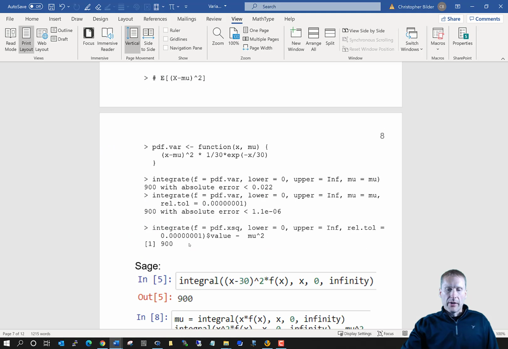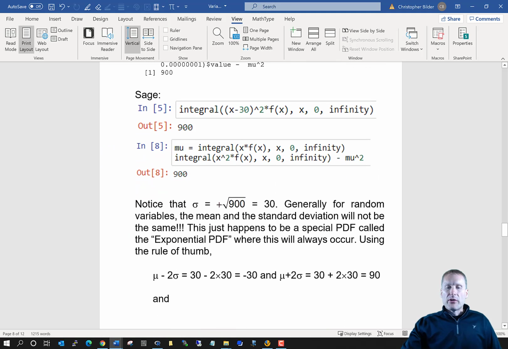Let me get back into my notes. If I were to do this in Sage, again, you would do what you would expect. Put in (x minus 30), caret sign 2. The caret sign means squared in Sage's syntax. Multiply it by f of x. I'm integrating over x, from 0 to infinity, and you get what you need. Okay.